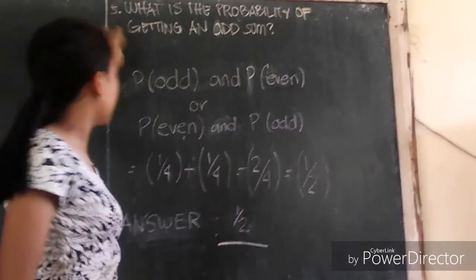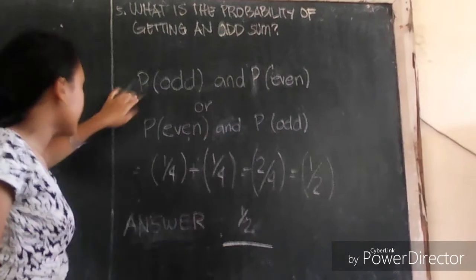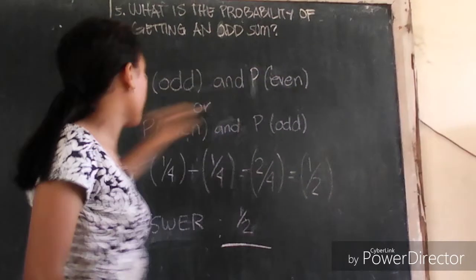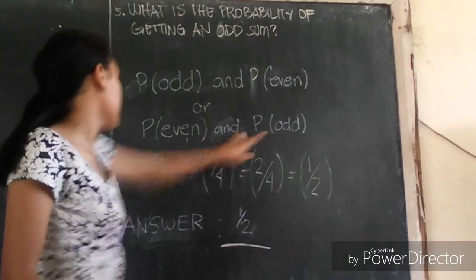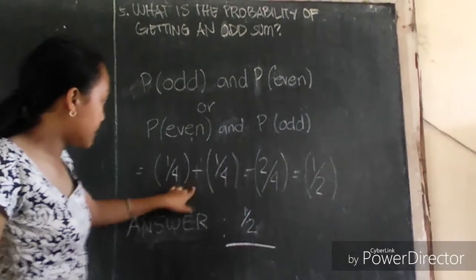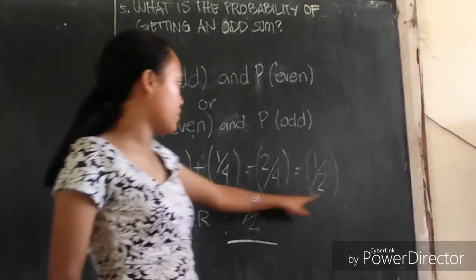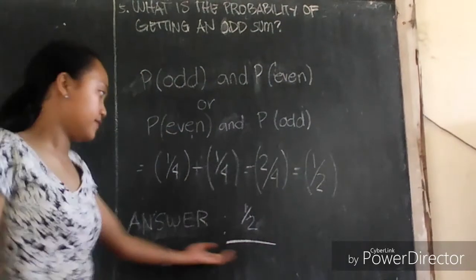What is the probability of getting an odd sum? Probability odd and probability even, or probability even and probability odd, equals 1/4 plus 1/4 is equal to 2/4 equal to 1/2. Answer 1/2.